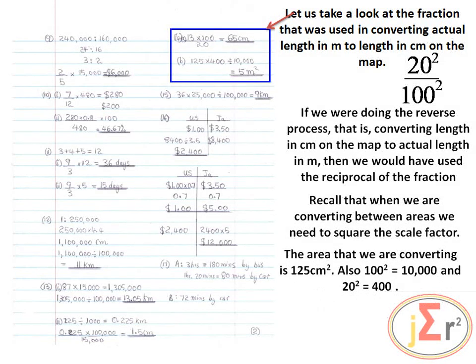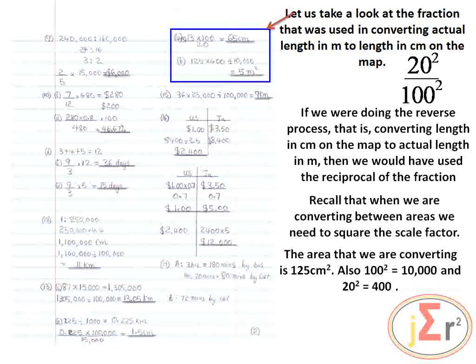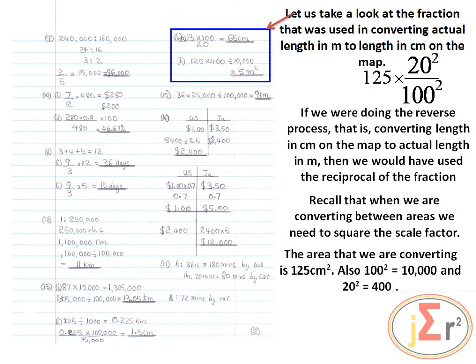The area that we are converting is 125 centimeters squared. Also, we are making use of the fact that when we square 100, we get 10,000, and when we square 20, we get 400. So there it is. So we are actually multiplying 125 by 400, and we are also dividing by 10,000.